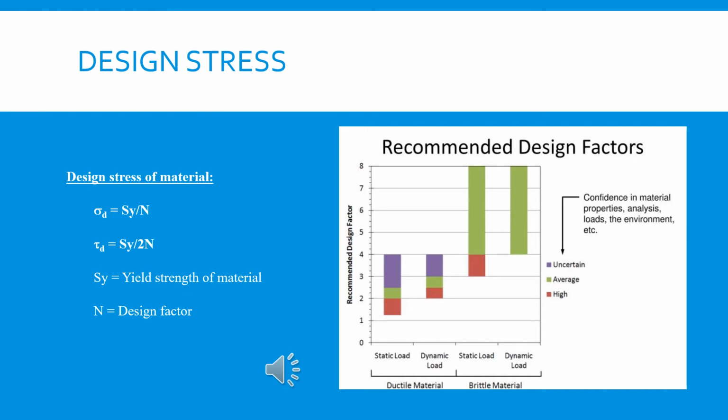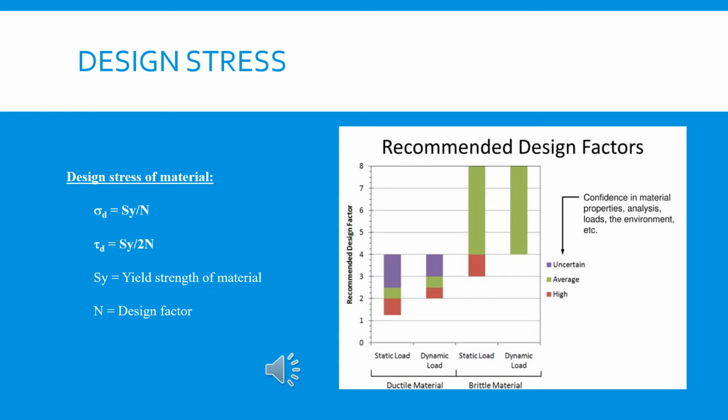If you look at those formulas, they're different. Materials are actually about 60% as strong in shear as they are under tension or compression. So the tau design formula is different than the sigma design, so pay attention to that. It's based on the yield strength of the material. So you'd look up the particular material you're using, look up that yield strength, and then the design factor.